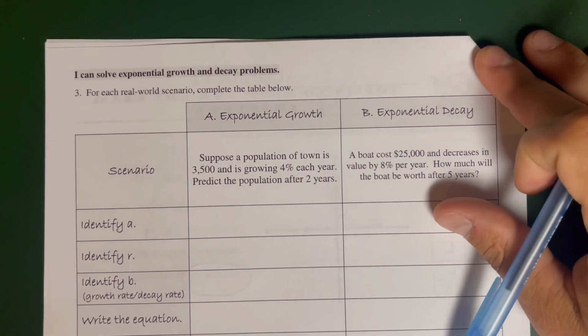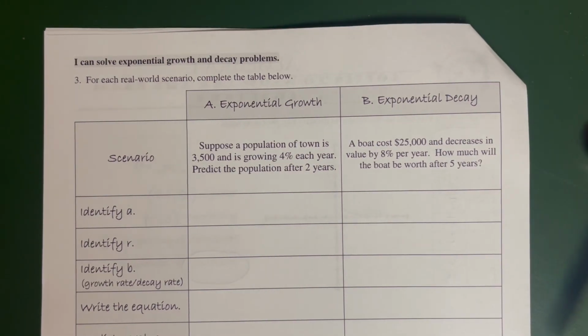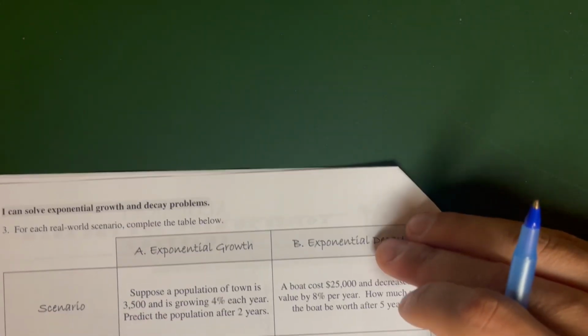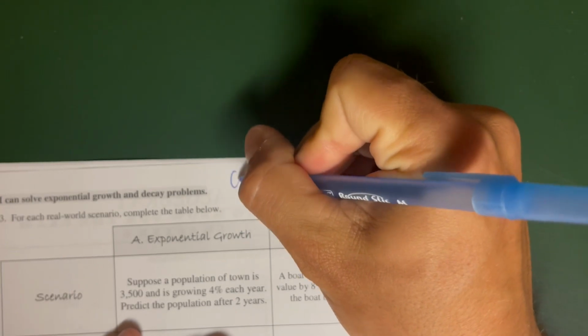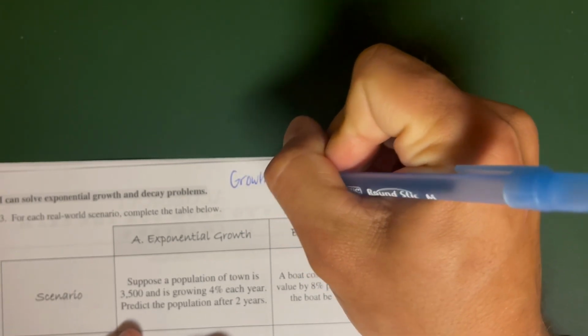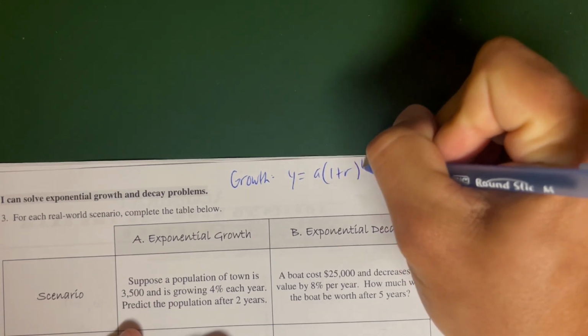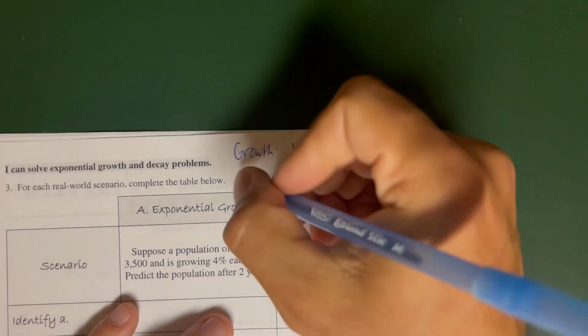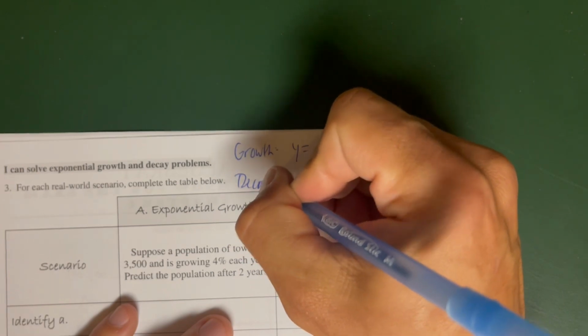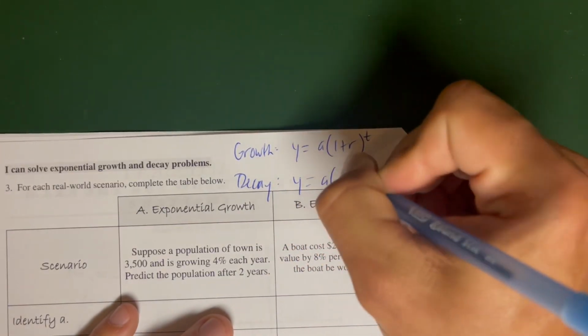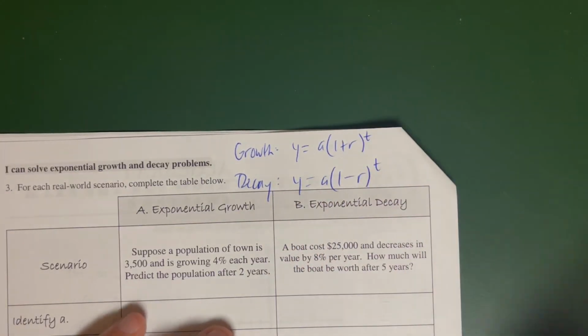Do we have anything on the back of this? We do. And so we're going to look at some exponential growth and decay problems from Chapter 6 as well. Again, I want to get the equations here at the top of the screen. For growth, what we have is y equals a times 1 plus r, raised to the t power. And then for decay, we have y equals a times 1 minus r, raised to the t power.